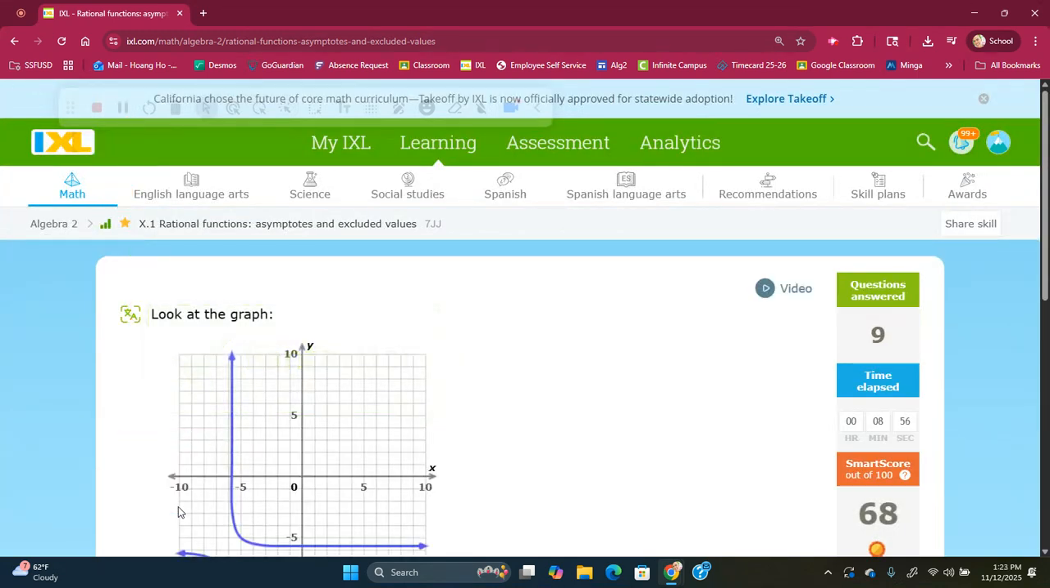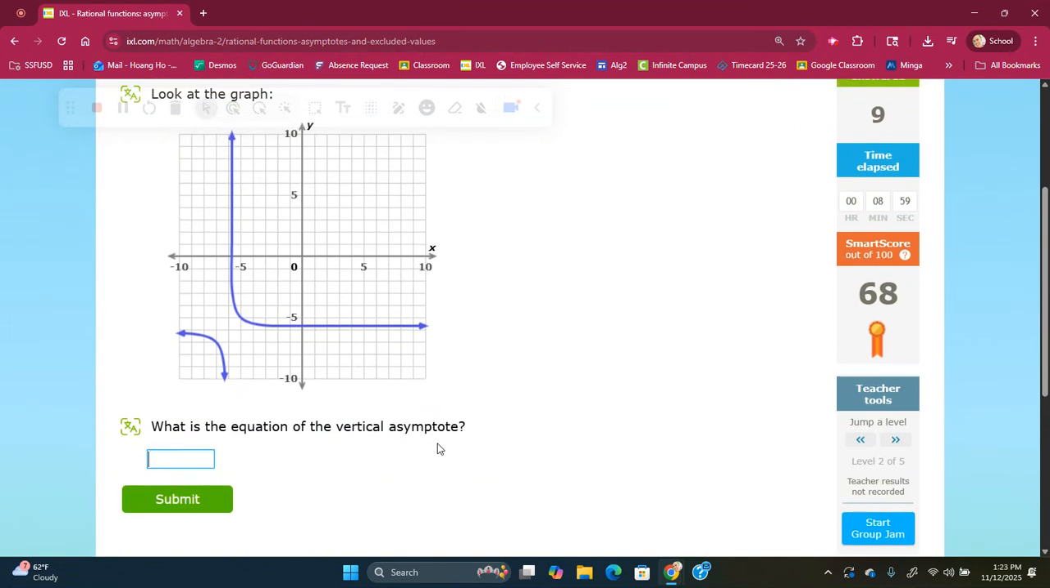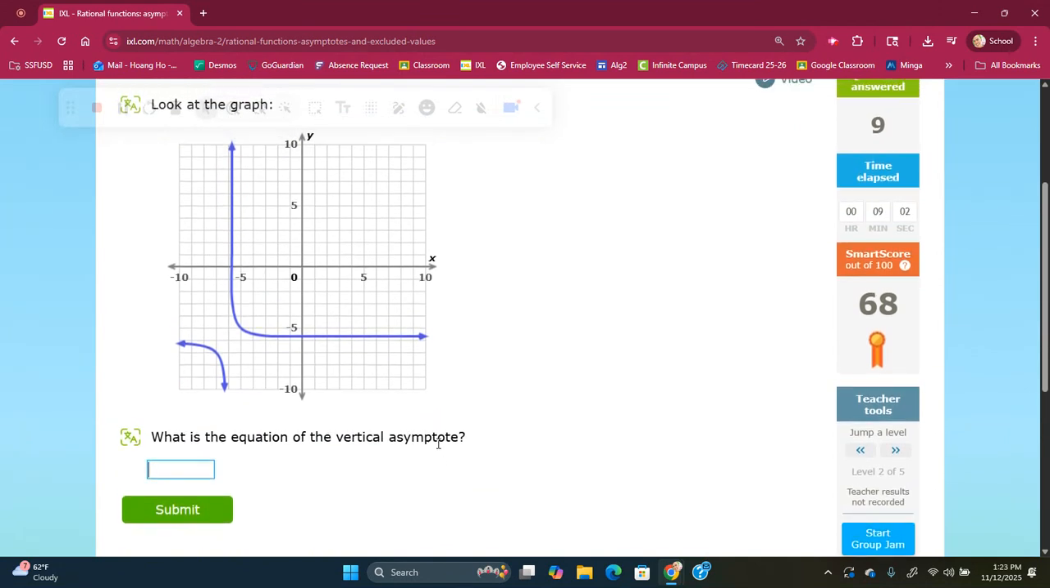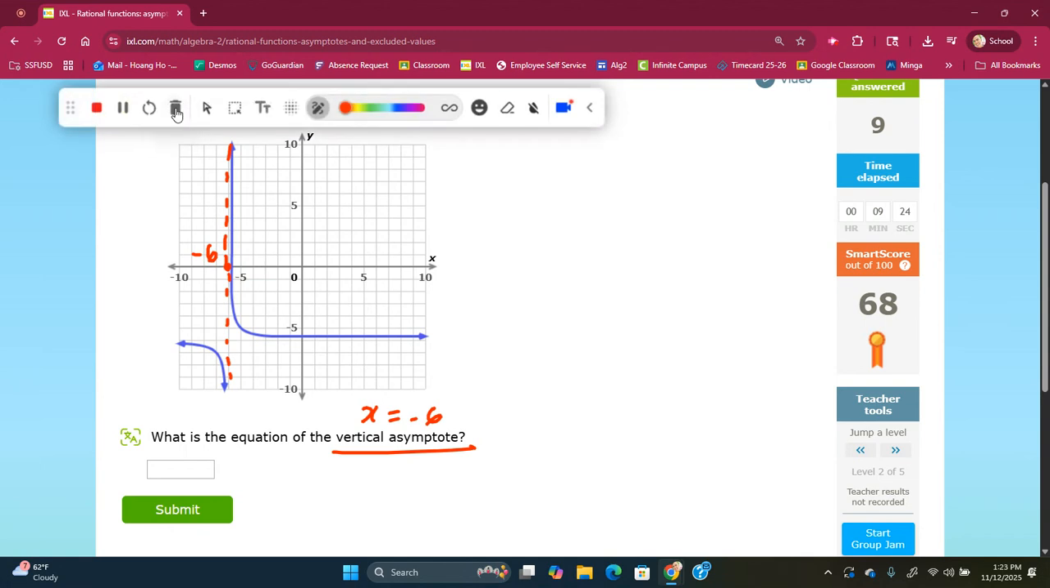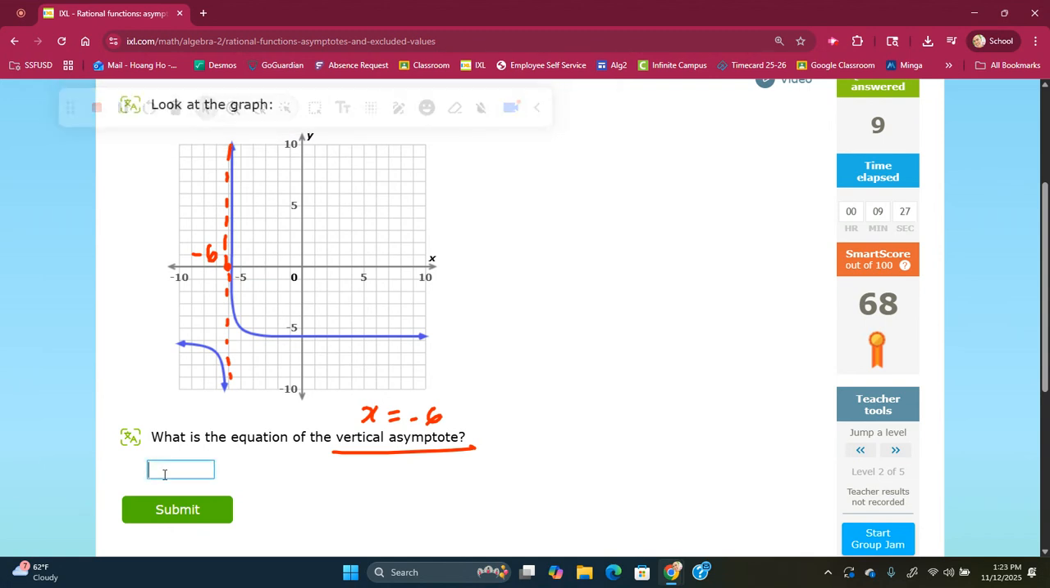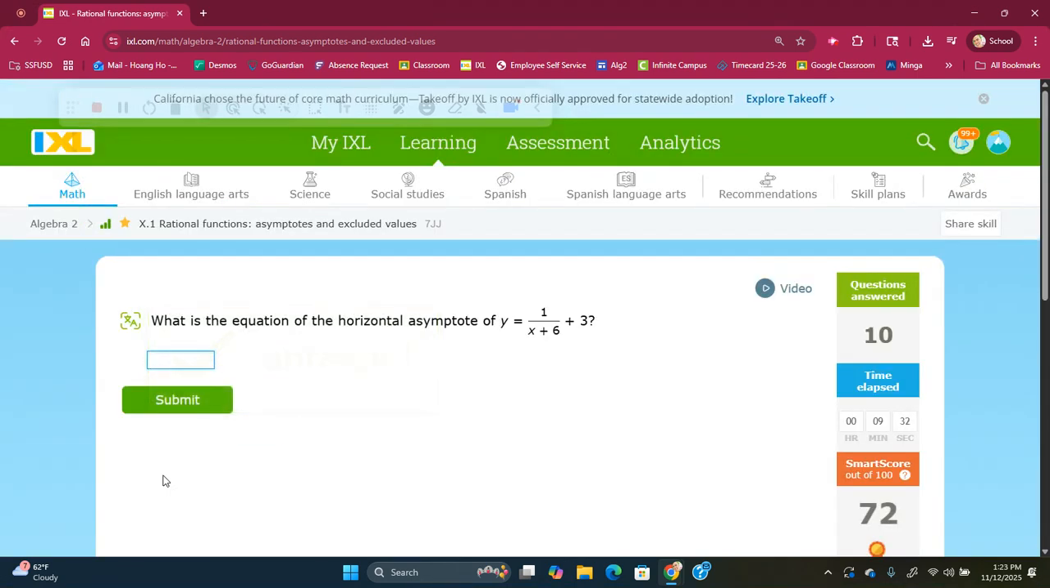Voila. What else do we do now? Vertical asymptote. So we got this, it's right here. The vertical line passes through, in this case, -6, this point right here. So it should be x equals -6. The vertical asymptote is x equals -6. Let's put it in. x equals -6. Voila.